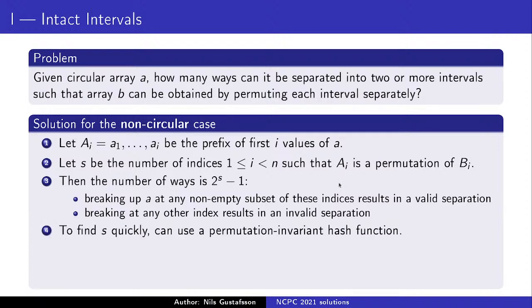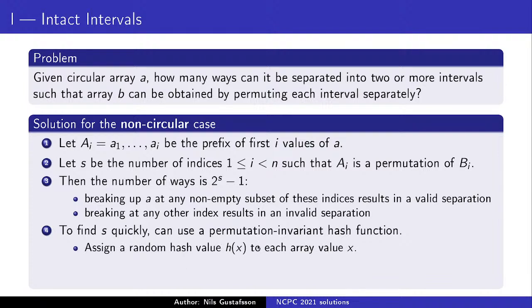So, okay, then we have to just find this number s quickly. And to do that, there are different ways of doing it, but one way which is useful for solving the actual problem in the next slide is to use a permutation invariant hash function. So like a hash function on strings that doesn't change when you reorder the string, when you permute the string. And the simplest way of doing this is as follows.